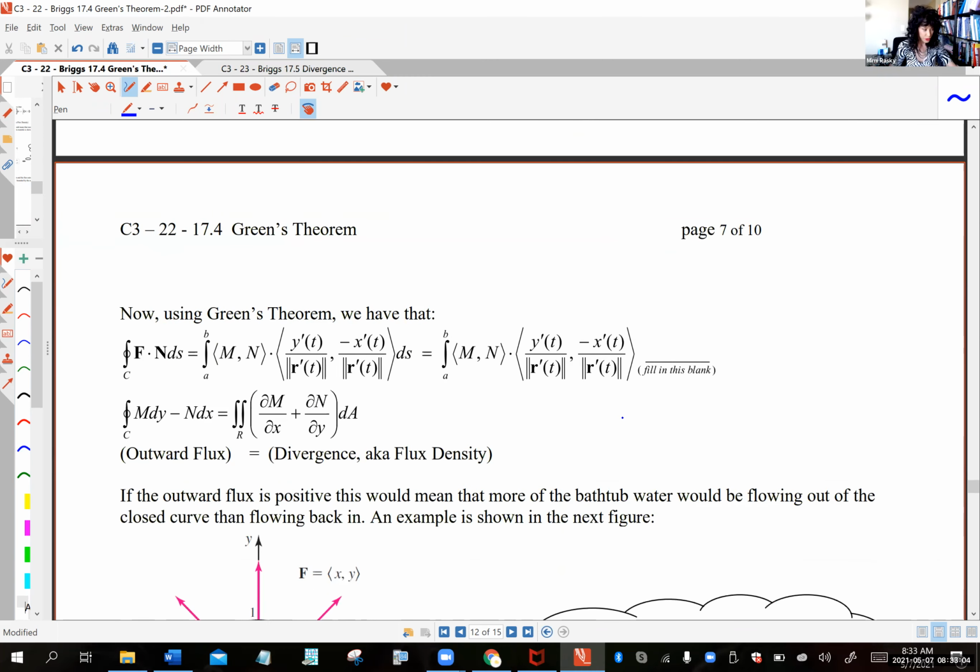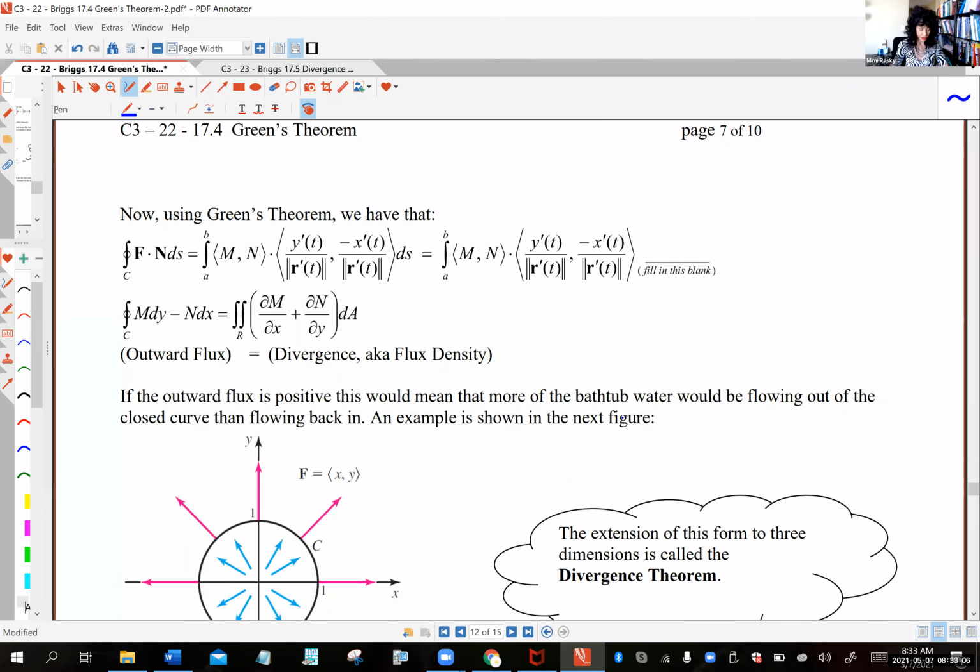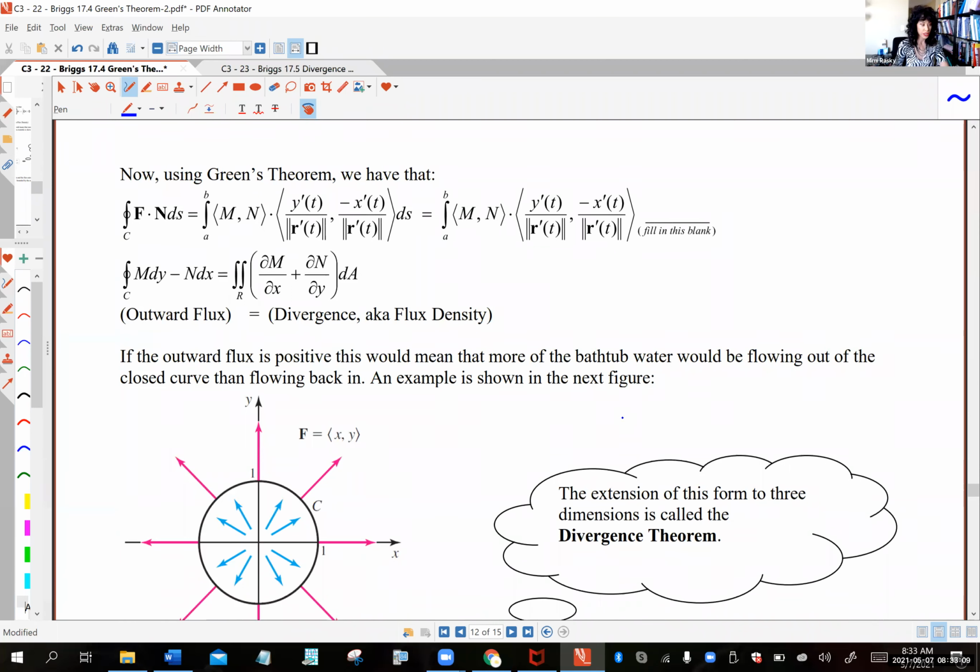And so then when you use Green's with this version of it, you've got F dotted with N. So you're projecting your force vector onto the unit normal vector because you want to figure out the amount of water or whatever it is flowing out of your region, outward. And now you take the dot product of your vector field with your unit normal vector, and then you get M N, and then what about this ds, which is your arc length element.